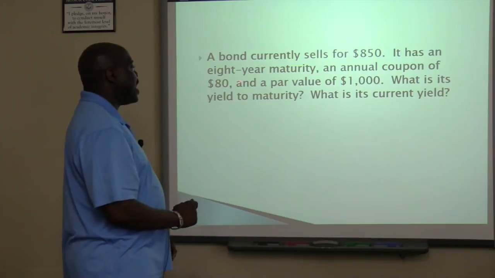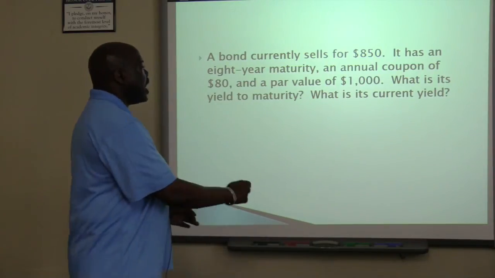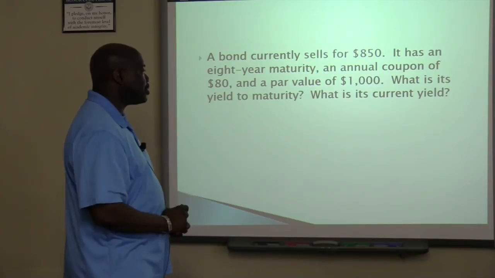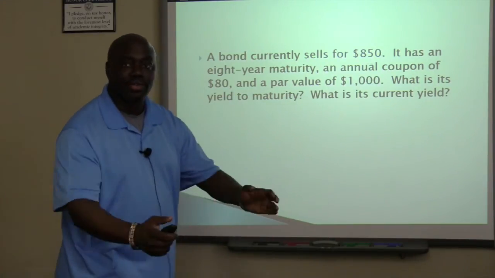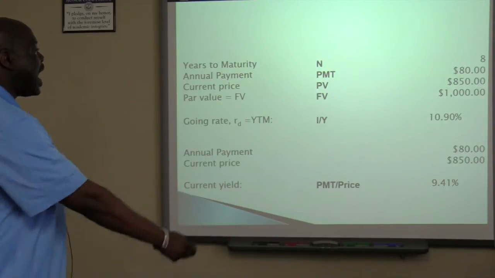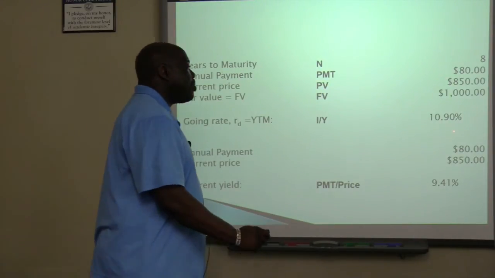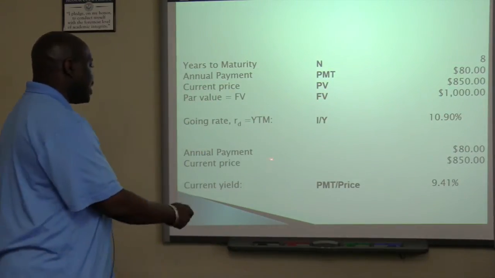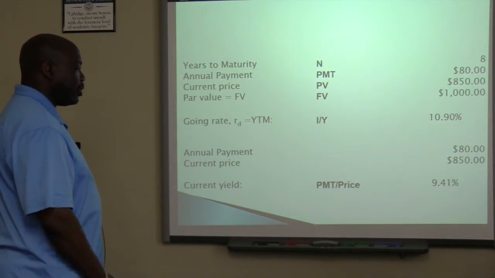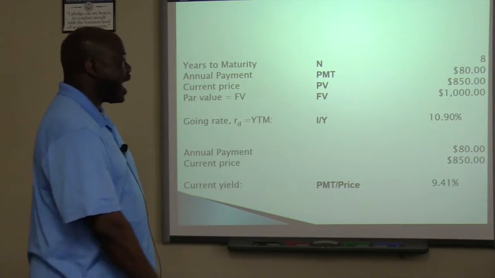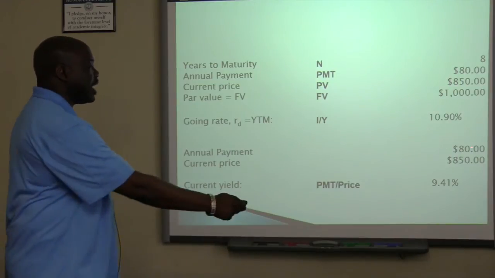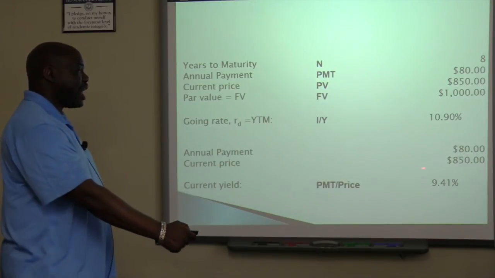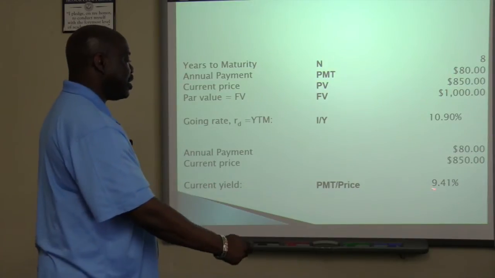It has an 8-year maturity, so we have N. It has an annual coupon of $80, so $80 is our payment. Our par value, future value, is $1,000. We solve for I/Y, and our I/Y is 10.9%. Now, to calculate current yield, we take the payment, $80, and divide it by the price of the bond. So $80 divided by $850, and our current yield is 9.41%.